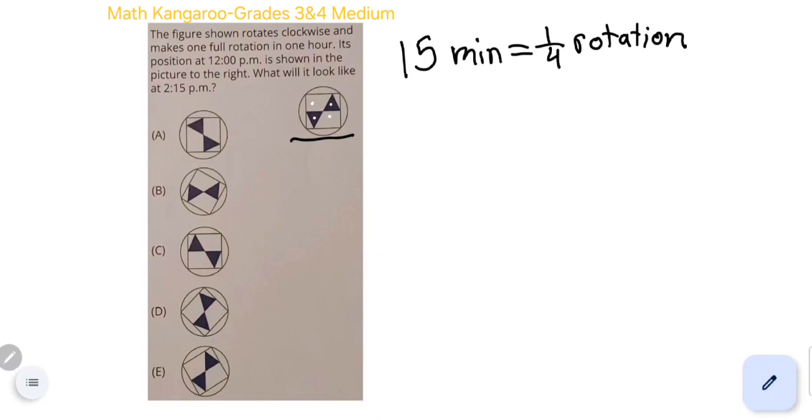So, to put it in perspective, it would look like this. So we draw a square. It's not a very good drawing, but essentially it'll look like this. And in our answer choices, it's A. So the answer to this problem is A.